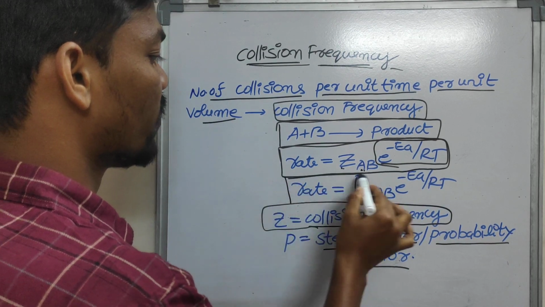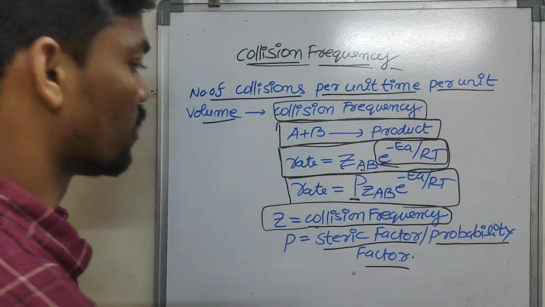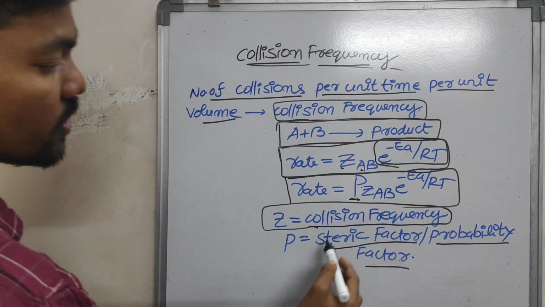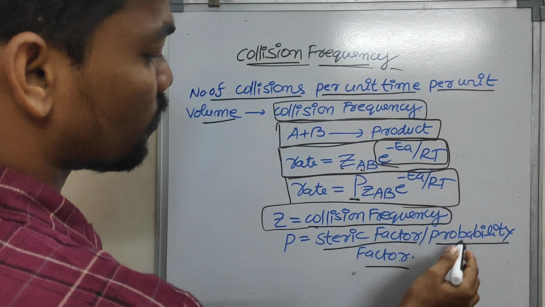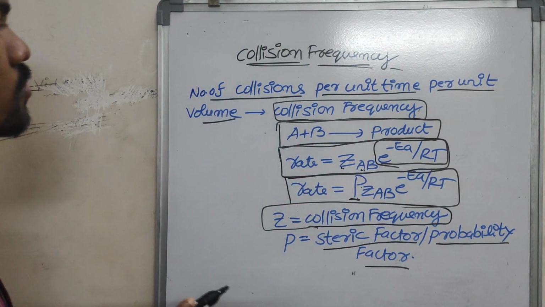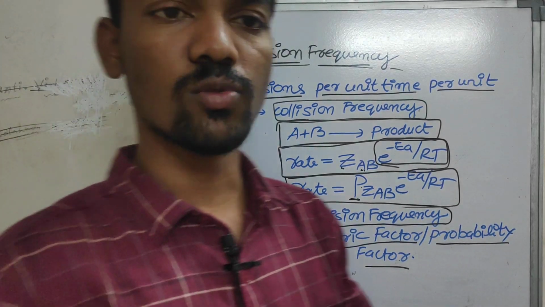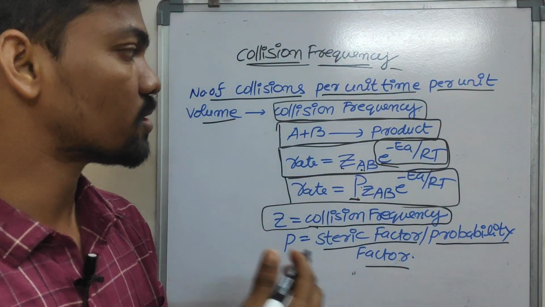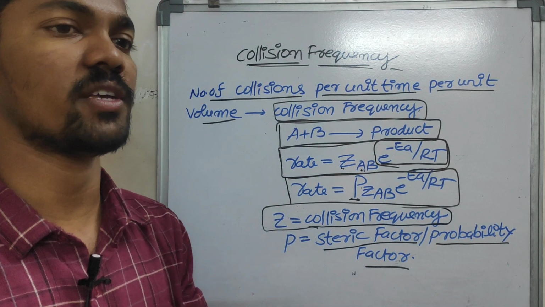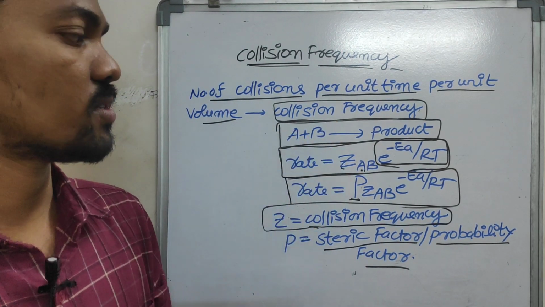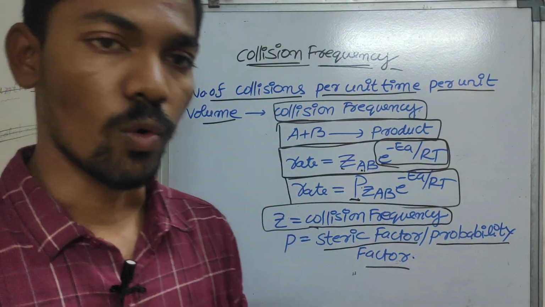These are the very important formulas you have to remember. Z is collision frequency, P is steric factor, probability factor. So up to here chemical kinetics is over for MHT-CET, NEET and IIT JEE Mains. Up to collision frequency, this chapter is over.